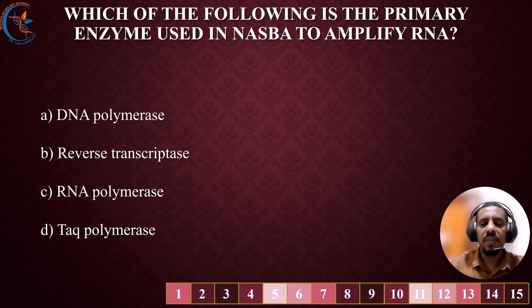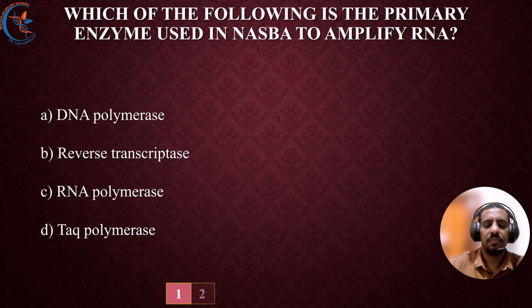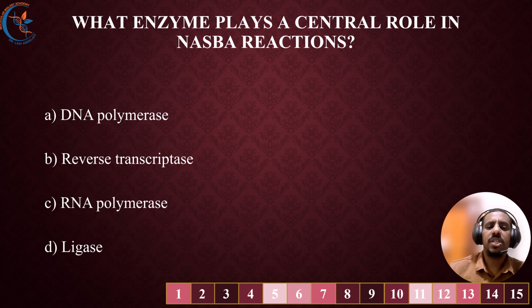Okay, which of the following is the primary enzyme used in NASBA to amplify RNA? The correct answer is RNA polymerase. Let's move on. All right, next question here. What enzyme plays a central role in NASBA reactions?